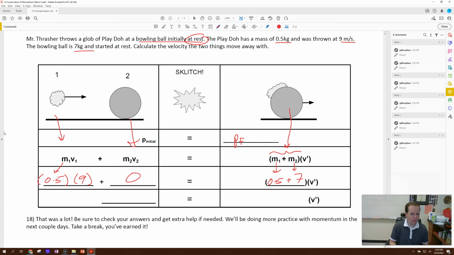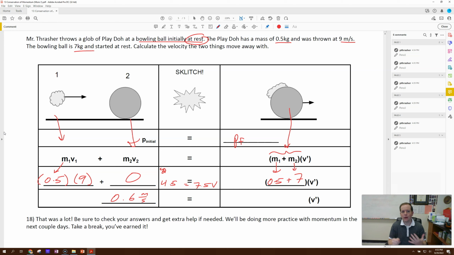All right, okay. So now, again, I'll go in my margins. 0.5 times 9, that's 4.5 equals, what's 7 plus 0.5? 7.5 times v. So you should know what to do. Divide both sides by 7.5. 4.5 divided by 7.5, I get an answer of about 0.6 meters per second.